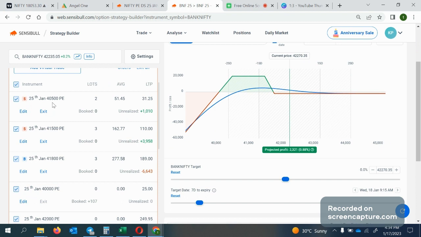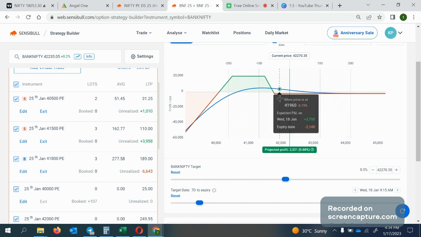This was my sold position. Exited 40,000 and I've rolled up to 40,500. Why 40,500 from 40,000? Because I am trading for the 25th Jan expiry, not for the next week expiry. We all know these round figures of 40,500, 40,000 or 41,000 will have good liquidity. That's the reason I've rolled up. I've captured 107 rupees, and the moment I rolled up to 40,500, this is giving me almost 1,000 profit.